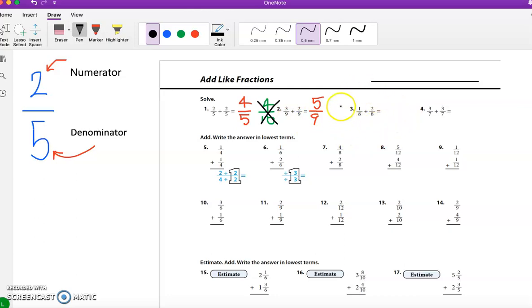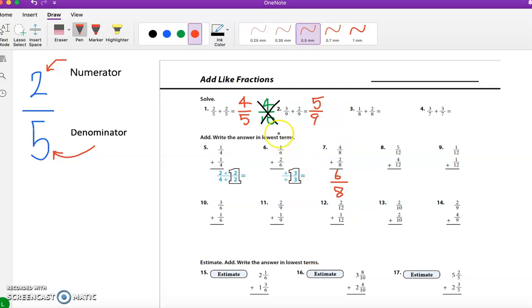So I want you to do number 3 and 4 together. Number 7, let's do number 7 together. They have the same denominator, they are using the same boat. So I'm going to keep the bottom number the same, and I'm only going to add the top number. 4 plus 2 is 6.